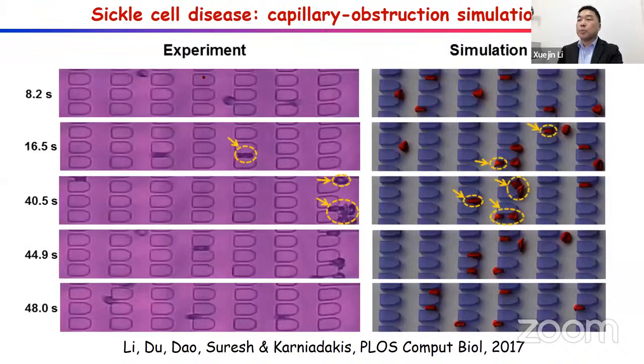And here I put the experimental results and the simulation results together. In this figure, we show the time sequence of sickle cells flowing through the microgate in transient hypoxia condition. Here, the red blood cells flow from right to left. So the flow direction is from right to left. And the yellow arrows indicate the trapped sickle cells at the microgate.